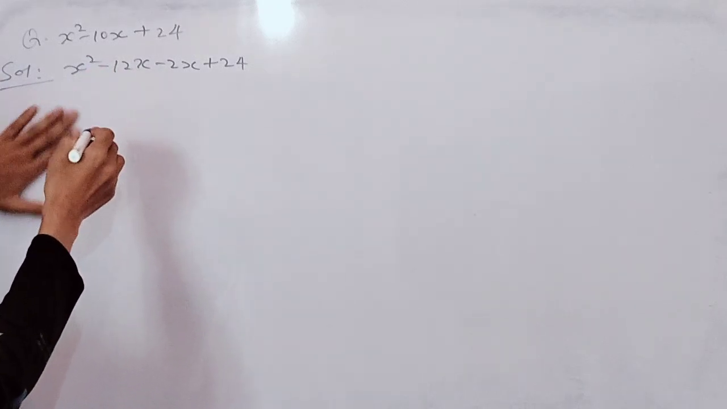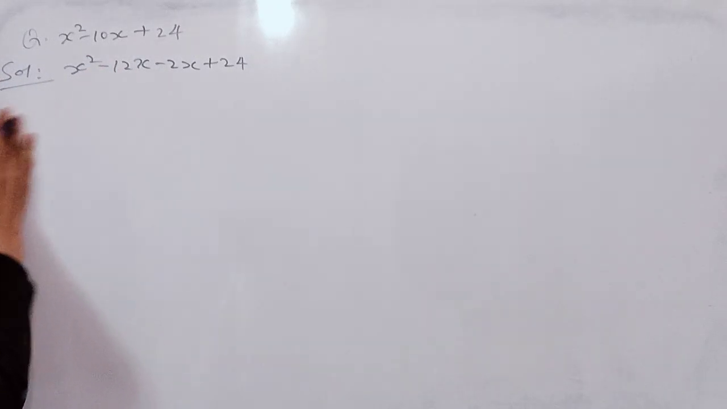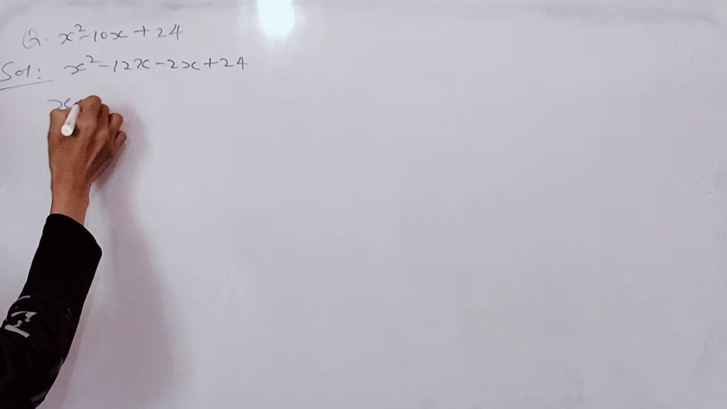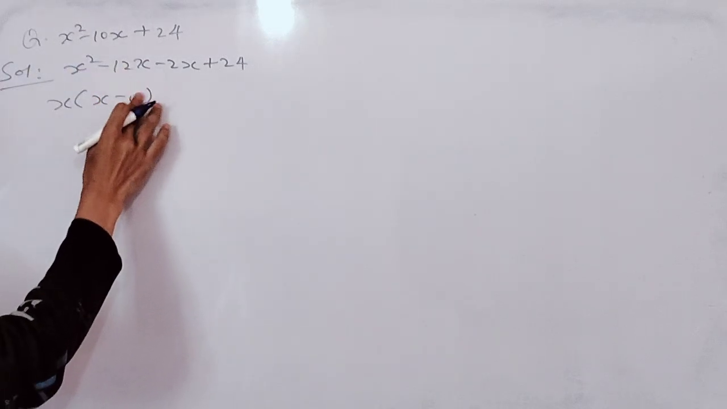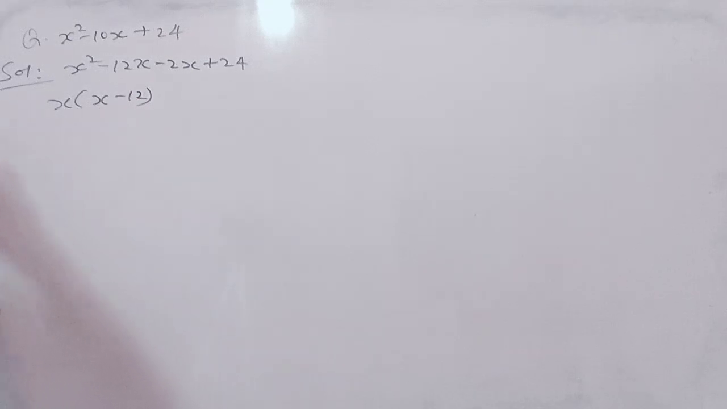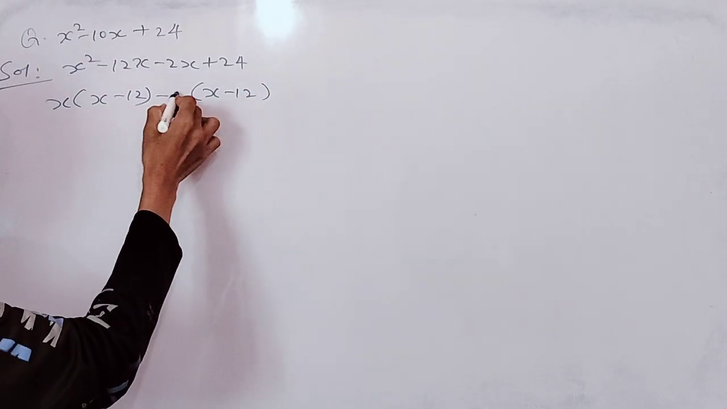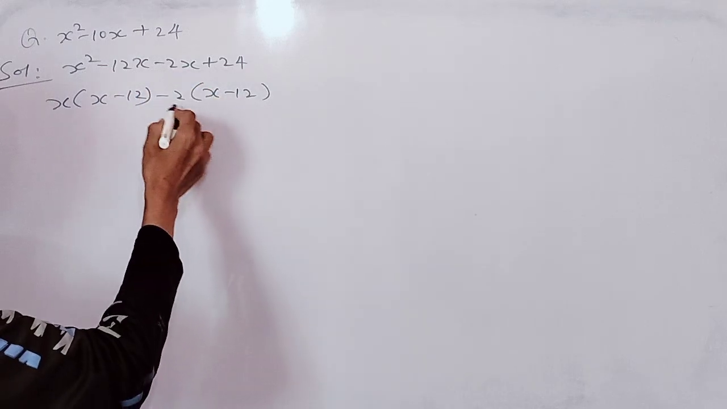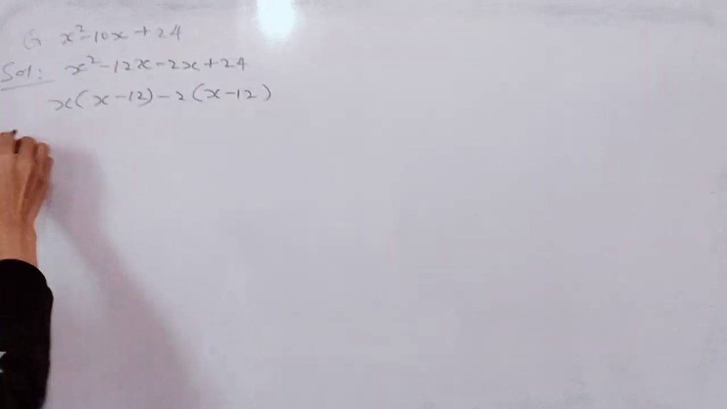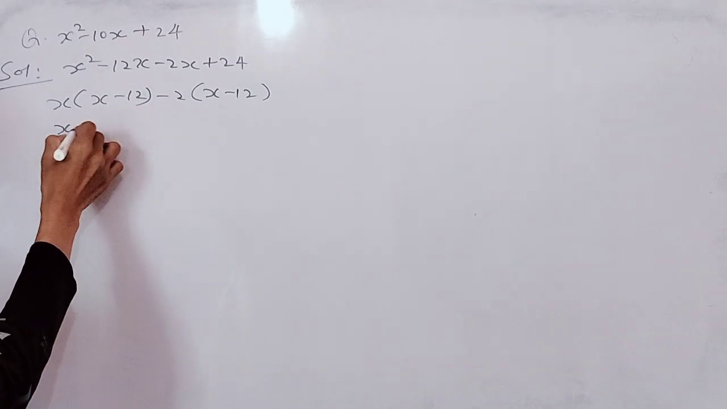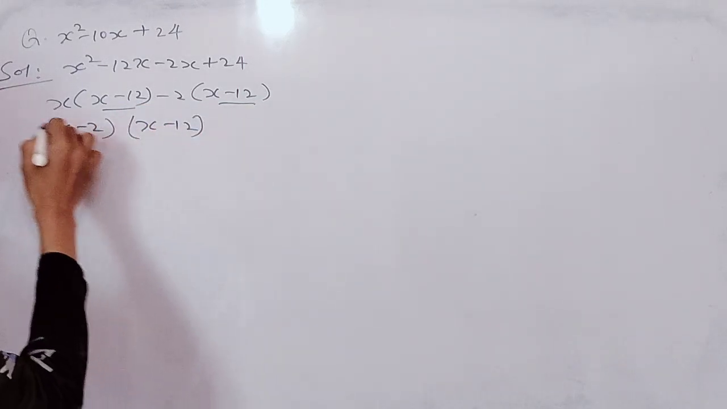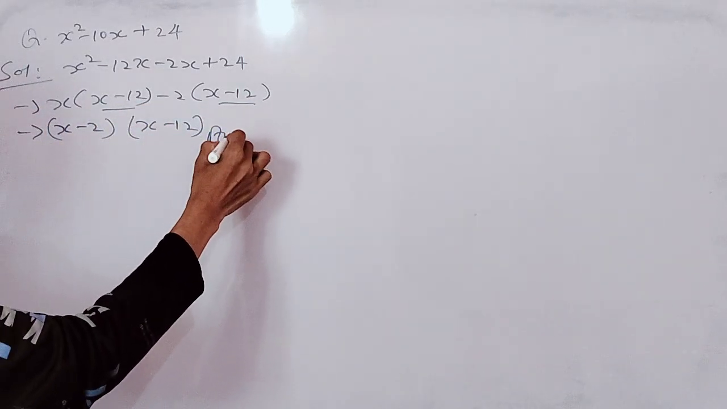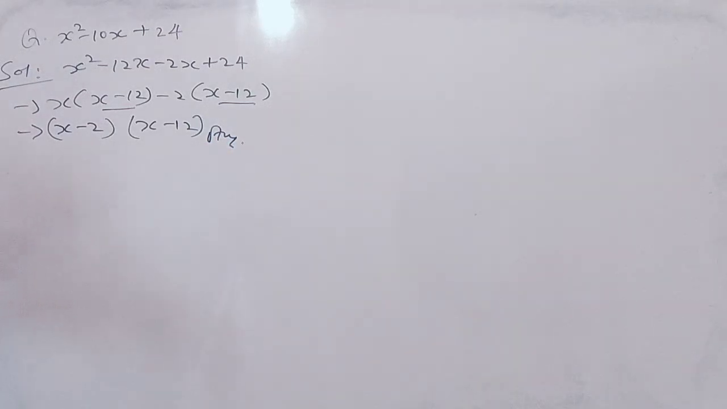Now x is common in these two terms, x minus 12. Now minus 2 multiplied by x minus 12. Outside terms x minus 2 and the brackets are the same, x minus 12. Clear? This is the answer. Clear?